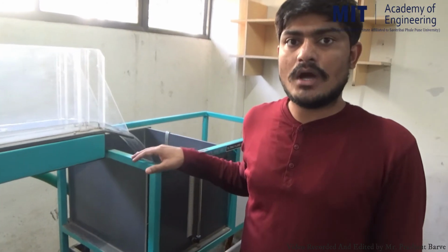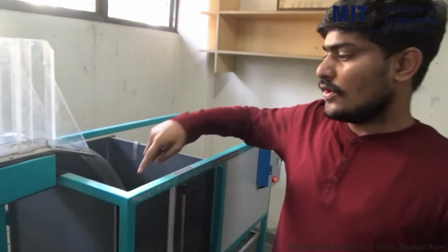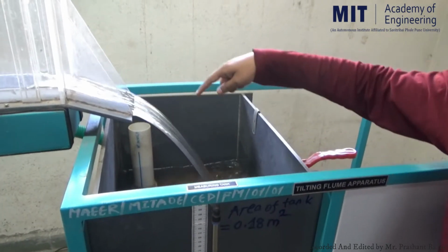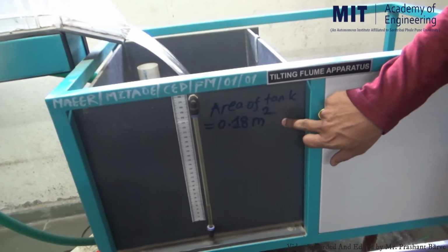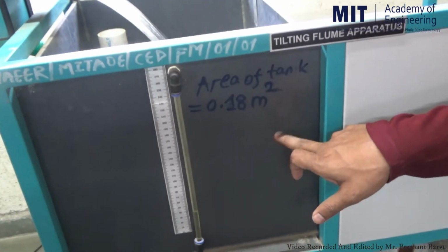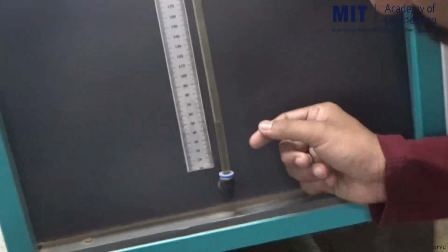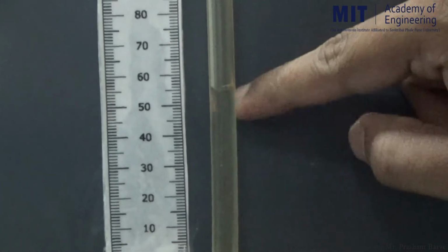Let's now discuss how to determine the actual discharge flowing through this channel. For that we are going to make use of this measuring tank. You can measure the length and width with the help of a scale, or if you observe here, the area is directly written. The surface area of this tank is 0.18 square meters. Again, for measuring the discharge, we have to take the initial reading. If you observe, the initial reading is fluctuating, so I can take the average of this, let us say it is 50 mm.